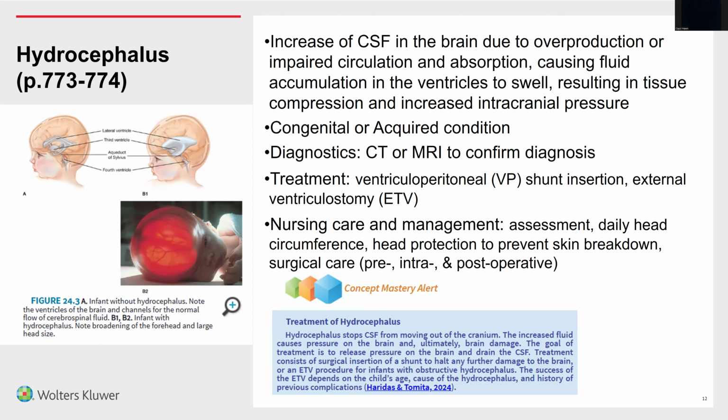So, nursing care and management, your assessment is going to focus on obtaining a good health history and performing a good physical examination. Be alert for any risk factors in the maternal history, such as intrauterine infection or preterm birth. You're going to assess the infant's head circumference and note any increases. Those head circumference assessments will be done every shift. Also note any visible scalp veins. And of course, you can see in figure 24.3 where they're shining a light through the baby's head, and you can see the little scalp veins there with that light shining through.